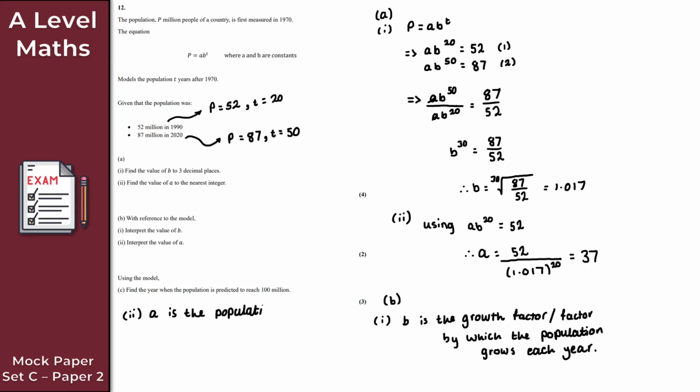So A is the population in 1970. Okay. And there we have it then. So hopefully nice and straightforward here in interpreting the value of B and A. That gives us the solution there to part B. And then finally to finish with here, we have part C.